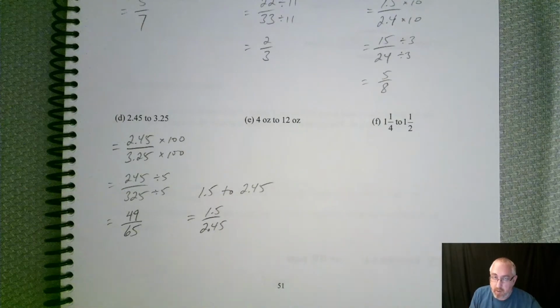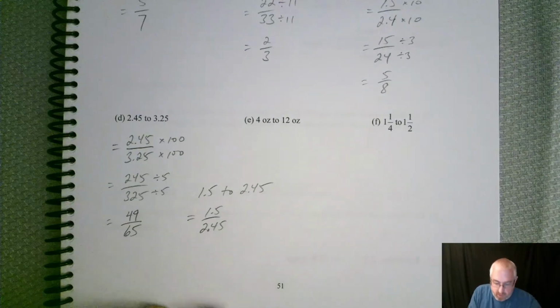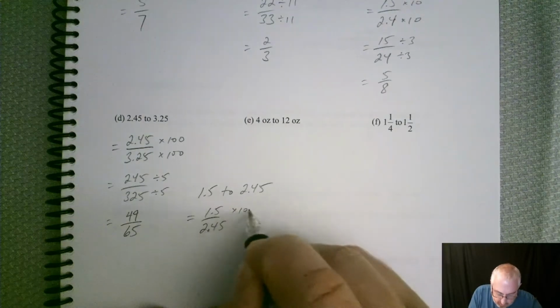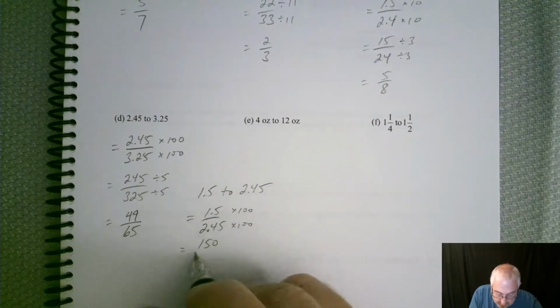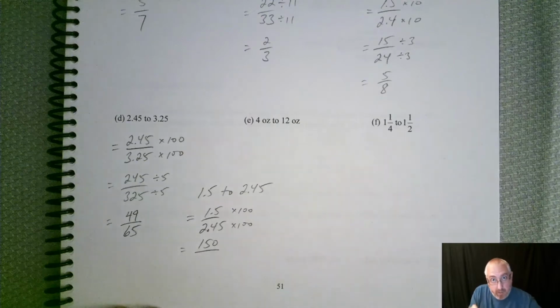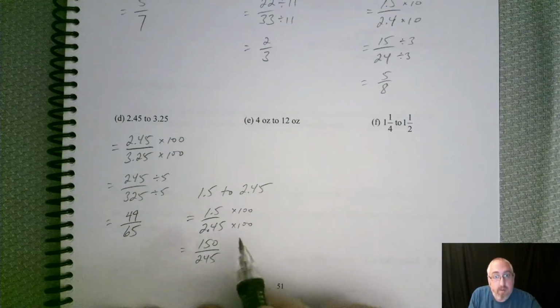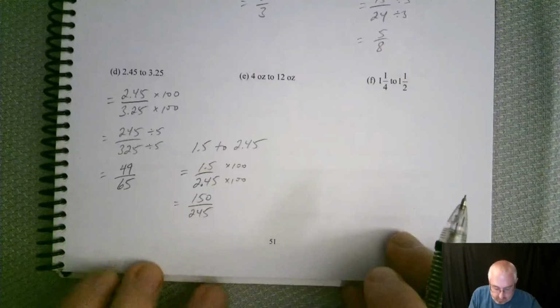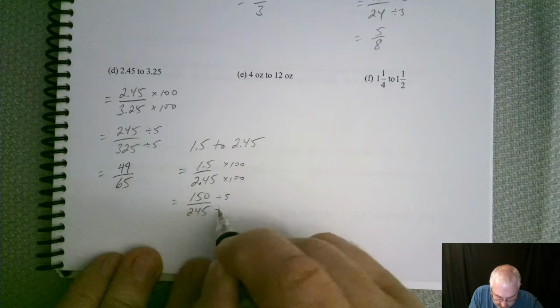That way you're going to guarantee that they're both moved the same amount of spots. So in this case, we do want to multiply both of them by 100 again. So that'll give you 150 on top, because we had to go 2 places, and the bottom's going to be the 245. So now, if we start to reduce this, well, let's do a 5 out of those.